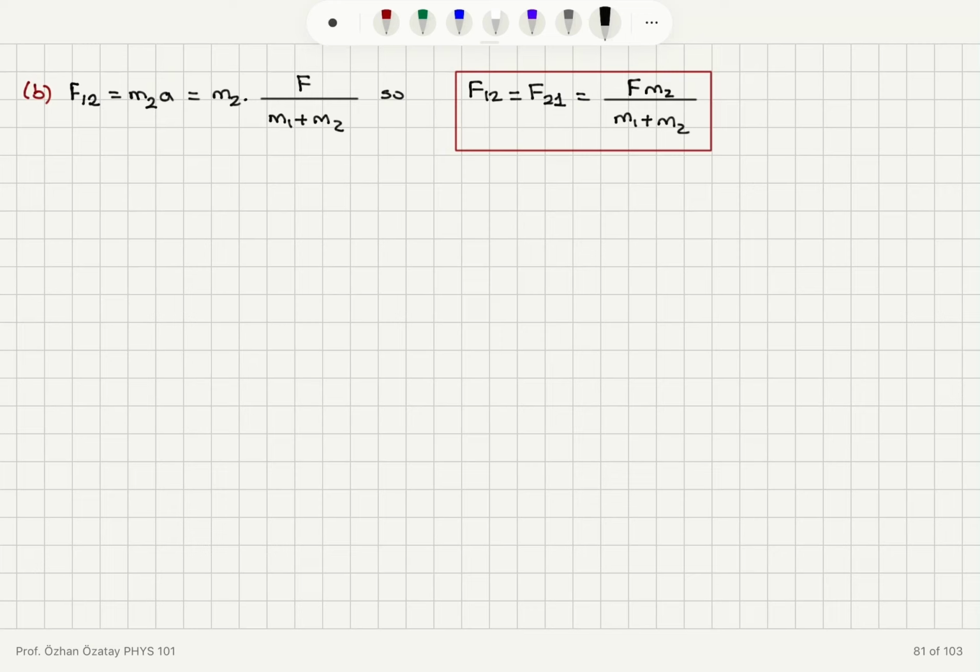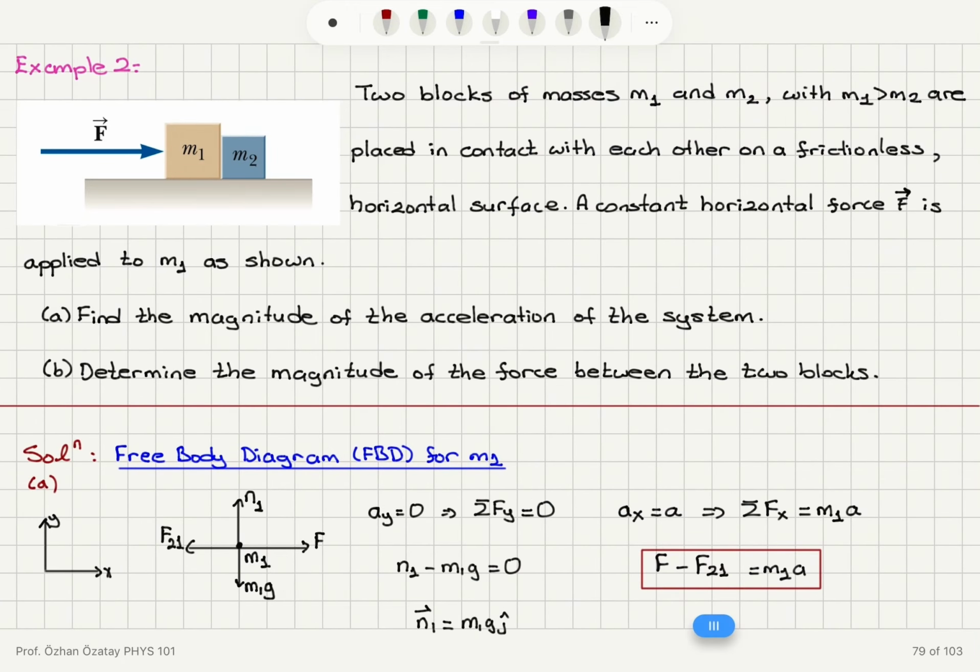Okay, so let's summarize what we said about this. We have two blocks with masses m1 and m2 in contact, m1 greater than m2. They're placed in contact. There is a contact force developing here. They're on a frictionless surface, so the coefficient of friction equals 0. Horizontal surface, a constant horizontal force F is applied to the right as shown. We want to know the magnitude of the common acceleration and magnitude of the contact force.